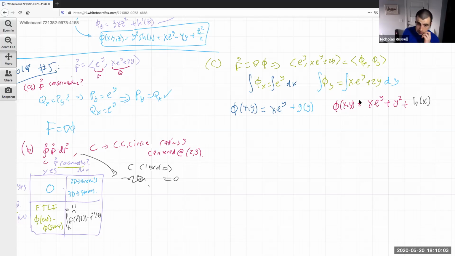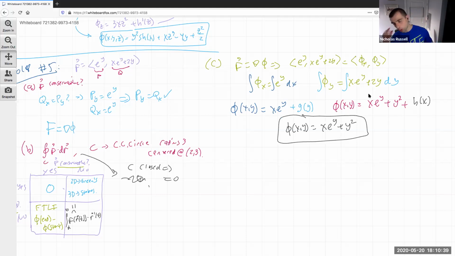And now these two functions must be the exact same. So if they are the exact same, what is g of y? g of y should just be the function over here that's just in terms of y, which is y squared. This h of x, though, is non-existent over here. There's no function purely of x. And so our full potential function is really this red part that I've written here. That means our potential function is equal to x e to the y plus y squared. You don't have to include the constant k, it does not matter at all. You can just let it be 0.